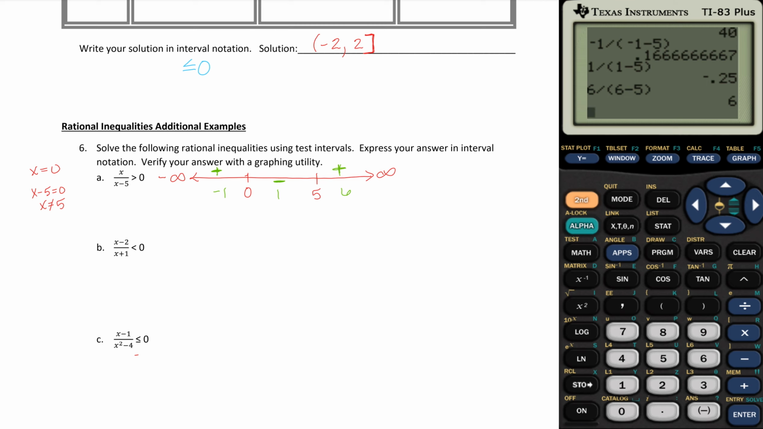Now, I know that it's greater than, so I'm going to have all parentheses when I do this. And my interval, for it to be greater than 0, it means it's where my answer is positive. I have 2 of those. So I know my interval is going to be from negative infinity to 0, union 5 to positive infinity.